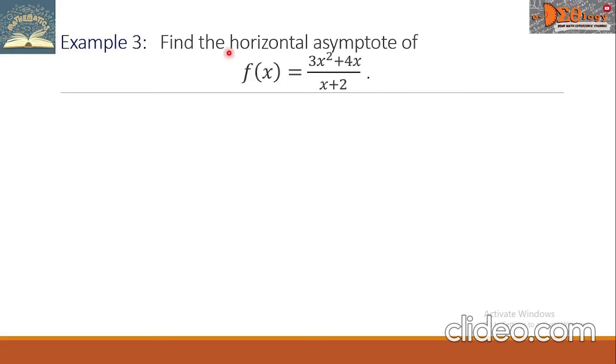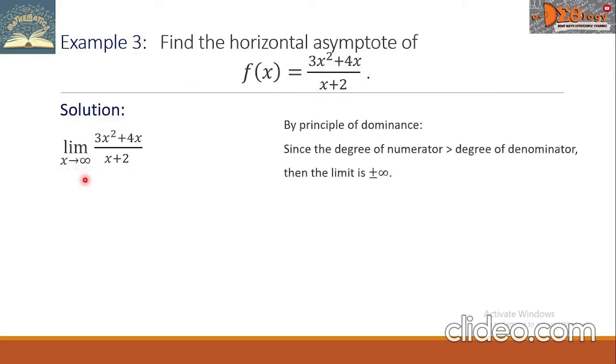Example 3. Find the horizontal asymptote of f of x equals 3x squared plus 4x over x plus 2. Let us take the limit of this function as x approaches infinity. By principle of dominance, since the degree of numerator is greater than degree of denominator, then the limit is positive or negative infinity. So, plus or minus infinity, we write it here. Therefore, in this case, there is no horizontal asymptote.